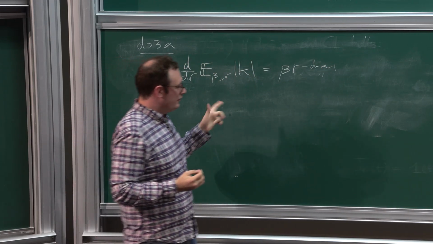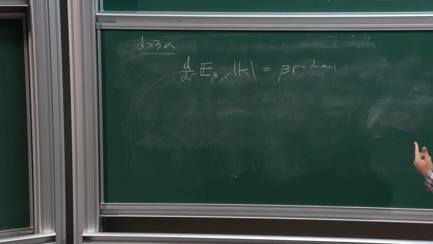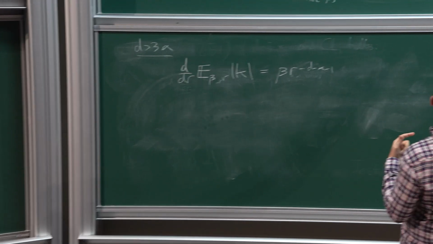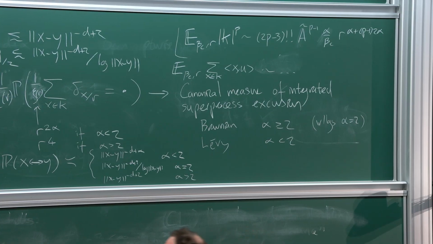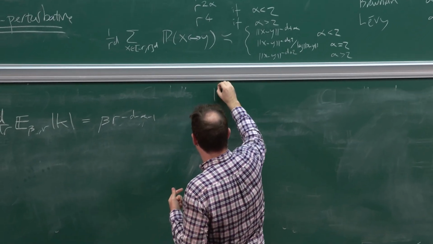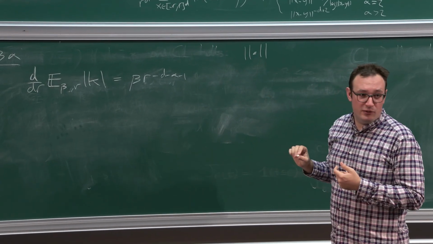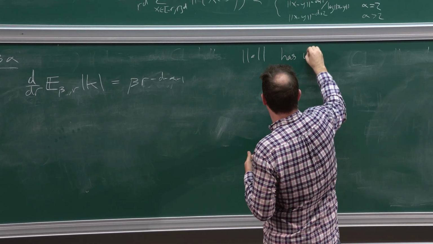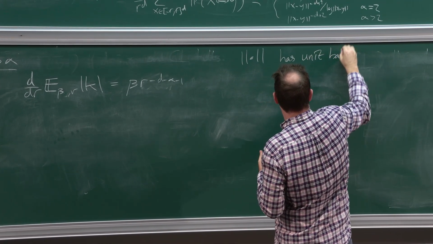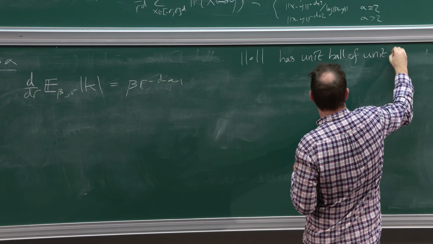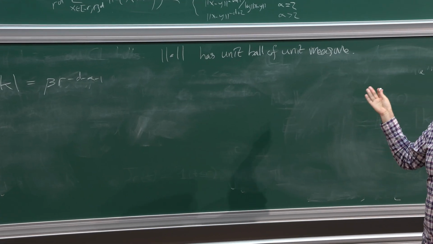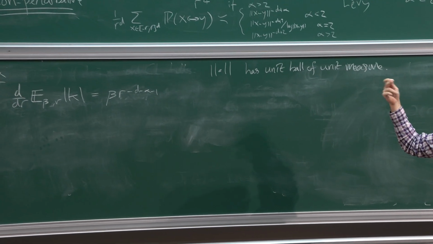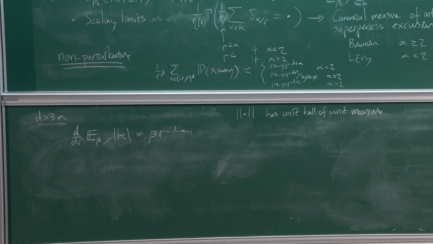Okay, and actually, there's one additional normalization convention that I'm going to make, which I should have already mentioned when I was talking about this moment formula, because it affects the constants. We're going to assume that the norm that we define the kernel with respect to has unit ball of unit measure. If you didn't do this, you would just get a lot of factors of this constant, the volume of the ball, everywhere. So let's just get rid of that.